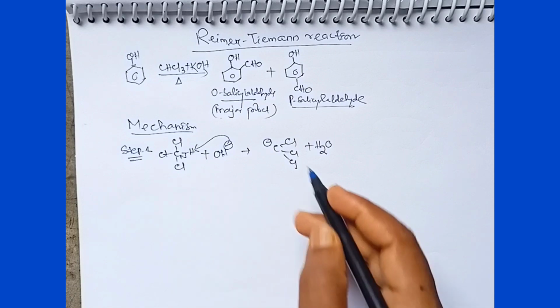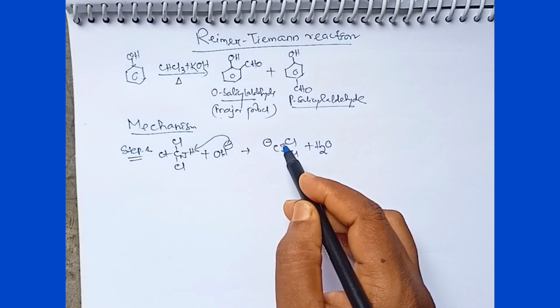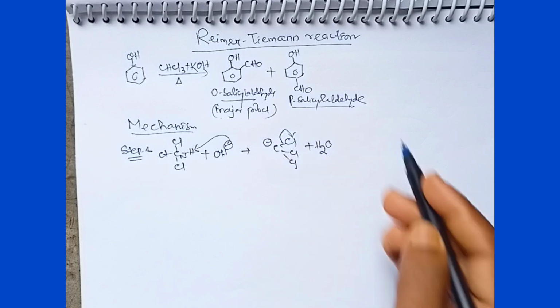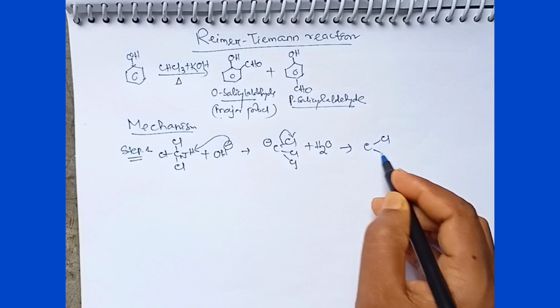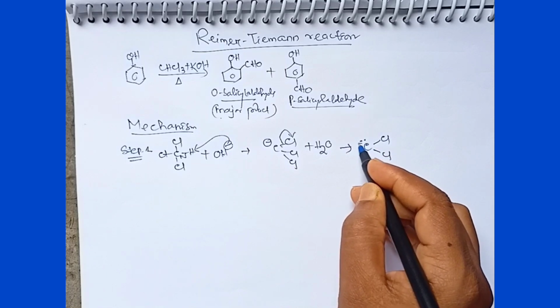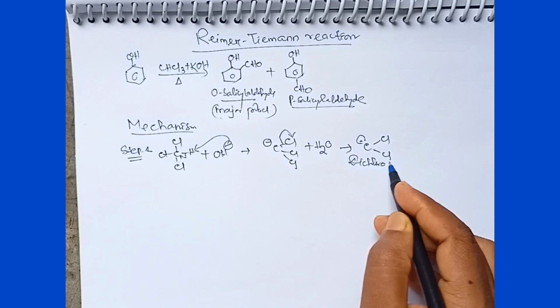Now this chlorine group is removed and it becomes CCl2 with a lone pair. This is called dichlorocarbene.